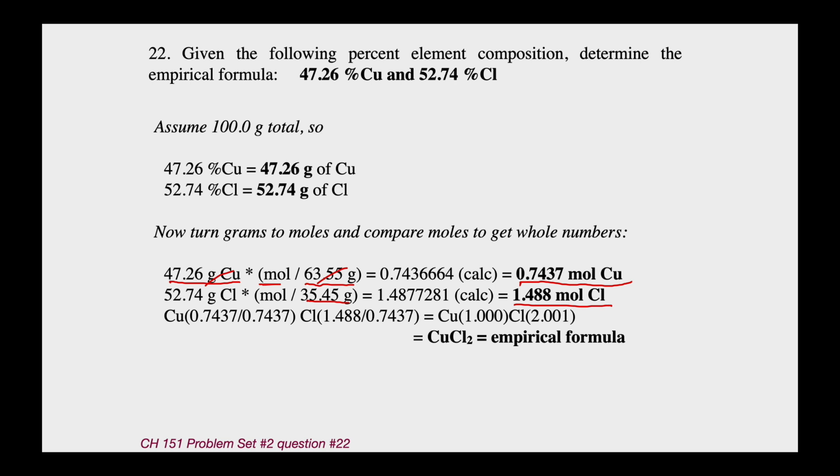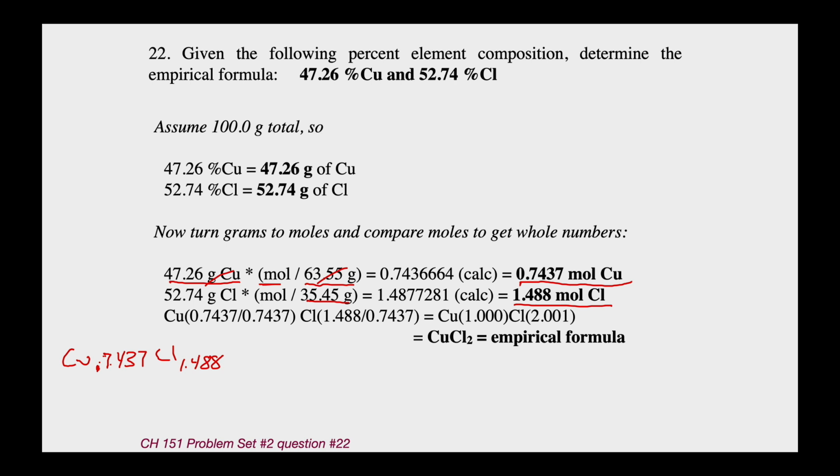Then those two numbers actually represent a really sloppy formula. Like it could be Cu0.7437Cl1.488. But hopefully you've recognized that we've never ever had a formula of 0.7437 coppers to 1.488 chlorines. That would drive chemists crazy.